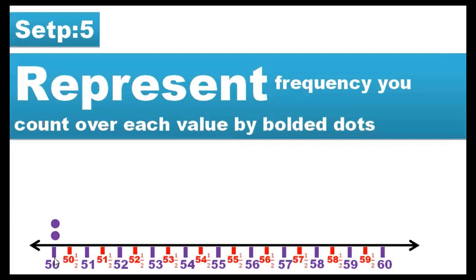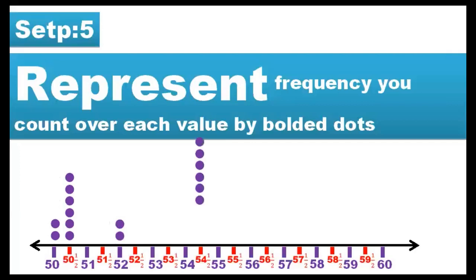Just 2, okay? Now, what about 50.5? I think it is repeated 6 times. This is 2, another 2, another 2. So the total number is 6 bold dots representing 50.5. Okay, what about 52? Repeated 2 times, Mr. Walid. Yes, I'm going to represent them by 2 bold dots.